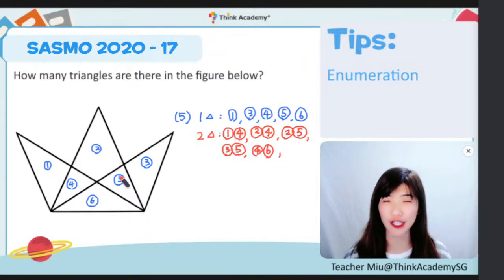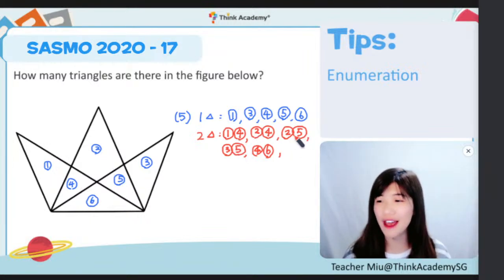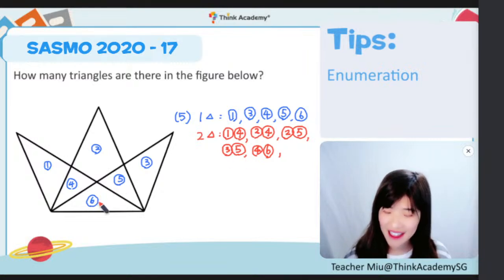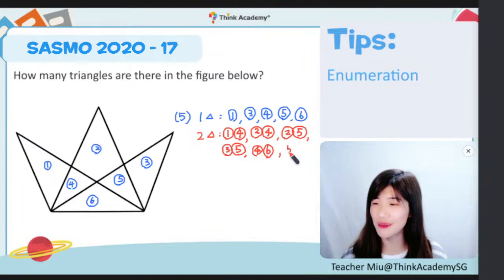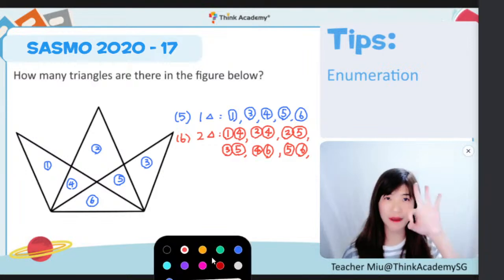What about for 5? Then some students also say 5 and 2, 5 and 3. But there we counted already. We have 2, 5 and 3, 5. So we can just only go to 5 and 6. Well done, dear. So we have 5 and 6. Then no more. So for 2 parts to make a bigger triangle, we have 6 of those. All right. What about 3 parts?